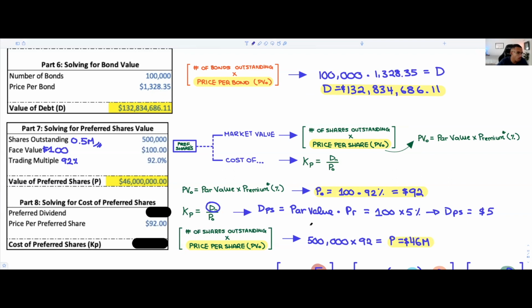Then you're going to do $5 divided by $92. KP will be equal to $5 divided by 92. And that means that your KP, if we do some math together, equals 5 divided by 92. That's going to give you 5.435.